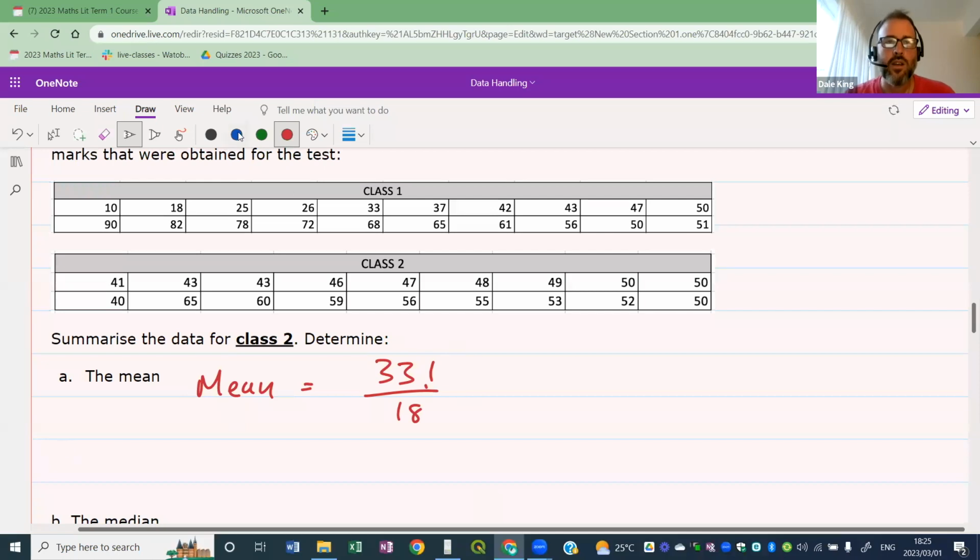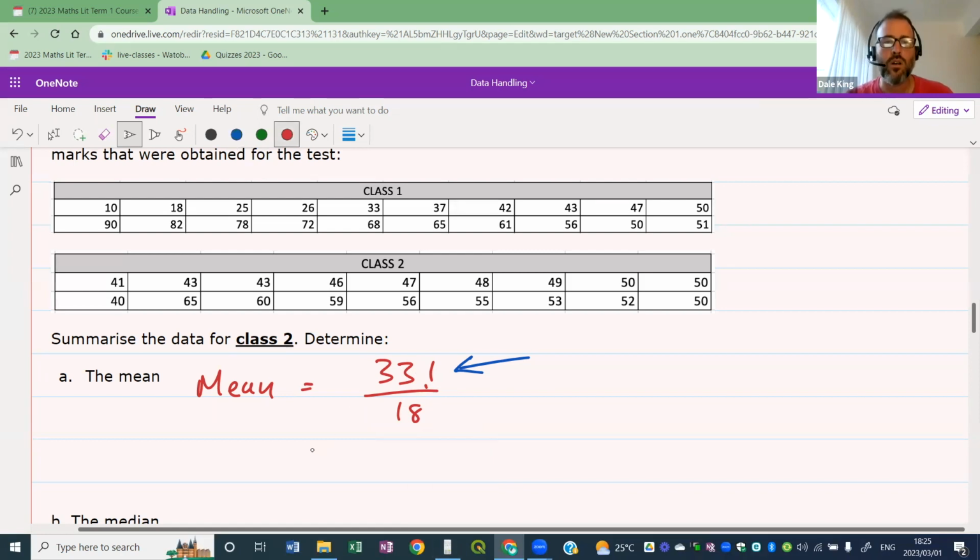Now this number at the top, when you show your calculations, you do not have to write 41 plus 43 plus 43 plus 46. Don't write that whole long thing. Do that on the calculator. Show the sum here as 331, and then underneath put in your 18 for how many numbers there were in the data set. So don't write out in your answer script every single number that you've added up. Just put the sum there. They want to see that, right?